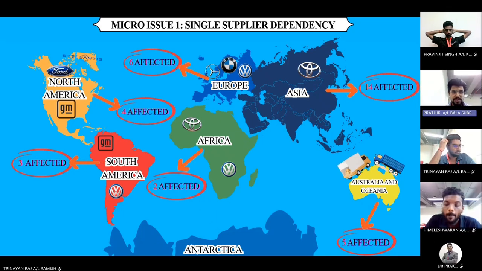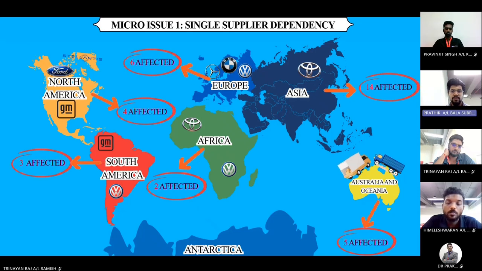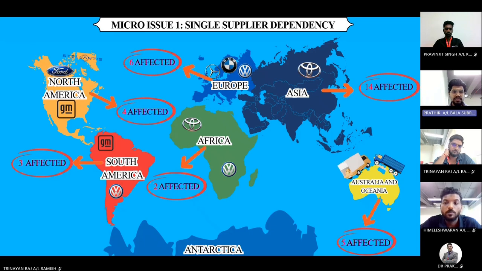This slide shows the global impact of single supply dependency in the automotive industry. Asia has the highest number of affected companies with 14, followed by Europe with 6, and Australia and Oceania with 5. North America has 4, South America has 3, and Africa has 2 affected companies. So this shows that relying on a single supplier can increase the risk of supply chain disruption across different regions.